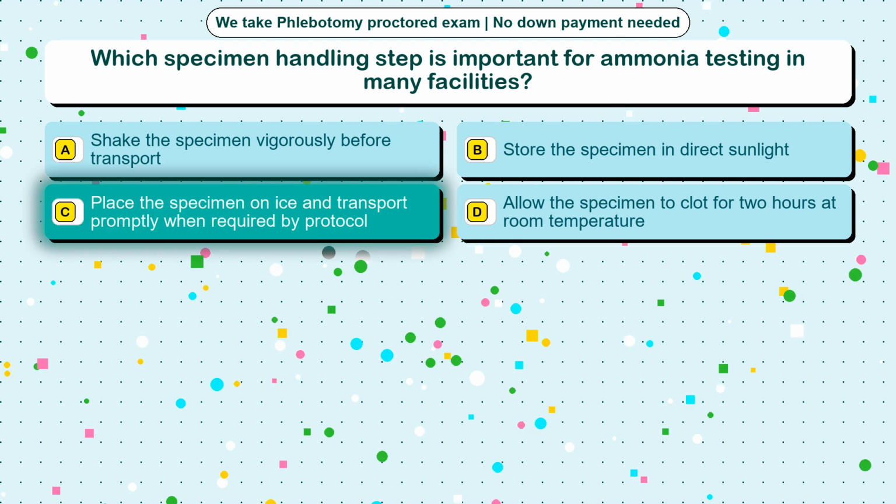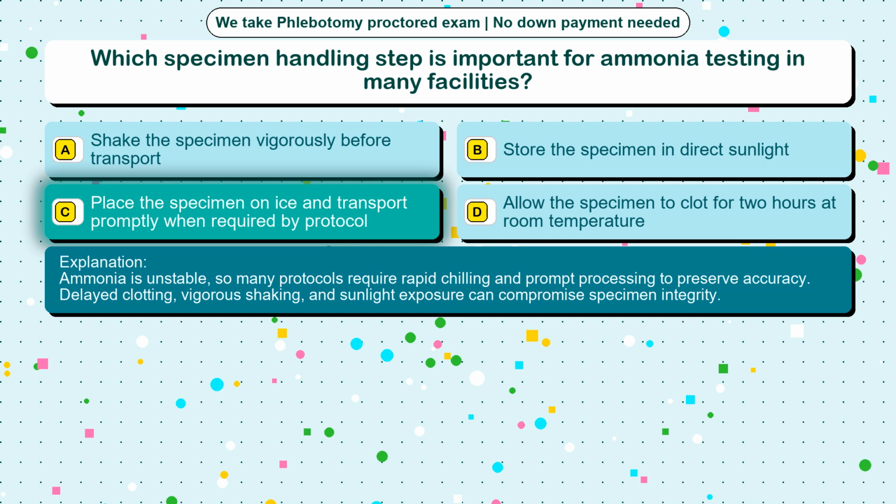The correct answer is option C. Place the specimen on ice and transport promptly when required by protocol. Ammonia is unstable, so many protocols require rapid chilling and prompt processing to preserve accuracy. Delayed clotting, vigorous shaking, and sunlight exposure can compromise specimen integrity.